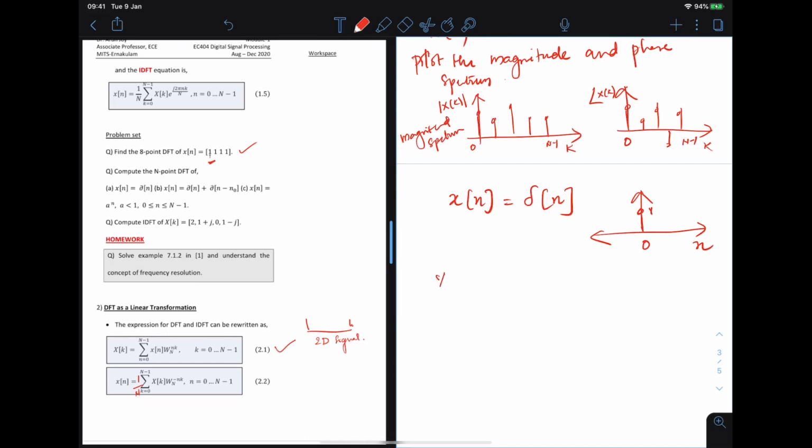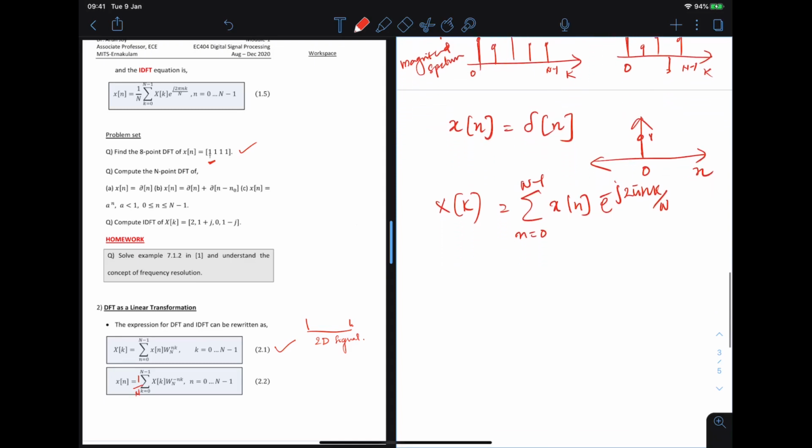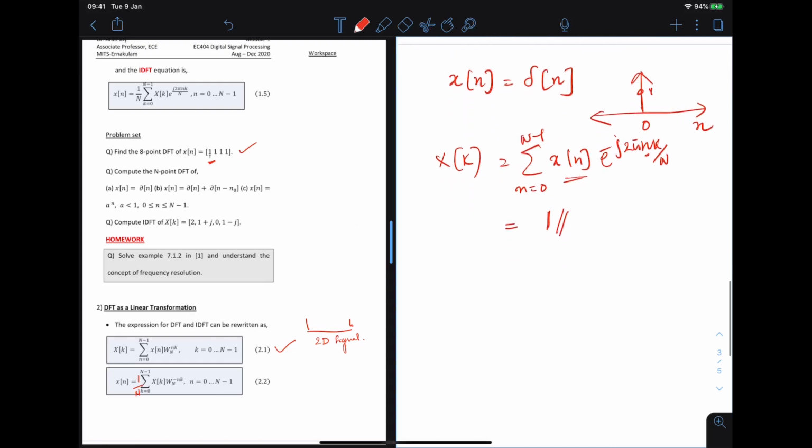So now I'm going to substitute in the expression, summation of x of n e raised to minus j 2 pi nk by N, n equal to 0 to N minus 1. But here there is no meaning of summation, because your x of n is defined only at the 0 point. Since x of n is equal to 1 at n equal to 0 only, your final answer is going to be equal to 1.